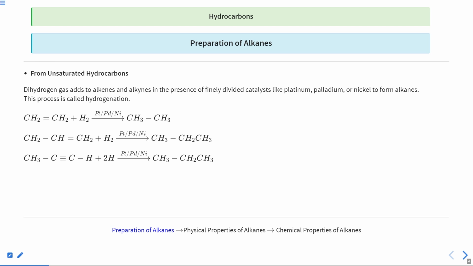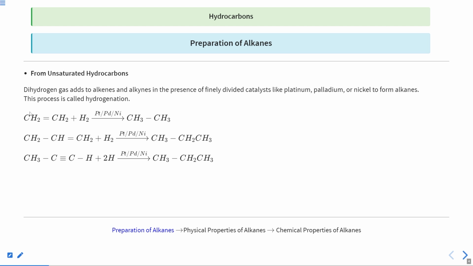So what do we do with this hydrocarbon? We add hydrogen to it, in the presence of catalysts like platinum, palladium, or nickel, and upon hydrogenation they form the alkane. What we do simply is add the hydrogen here.